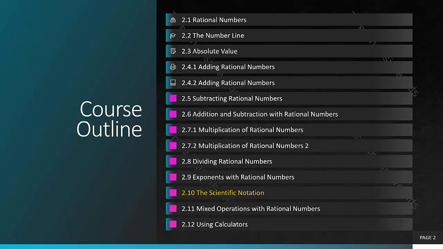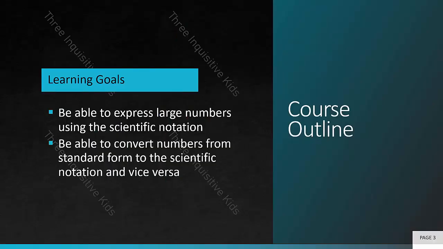In our last lesson, we learned about exponents with rational numbers, and this lesson ties in very well into our previous lesson. Our learning goals for today are to be able to express large numbers using the scientific notation and be able to convert numbers from standard form into the scientific notation and vice versa.